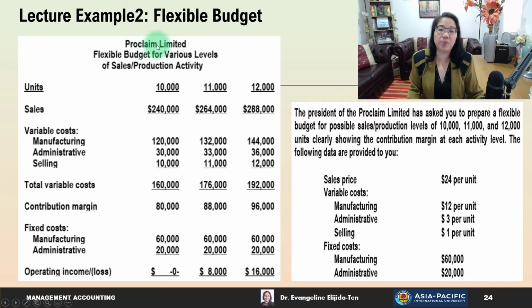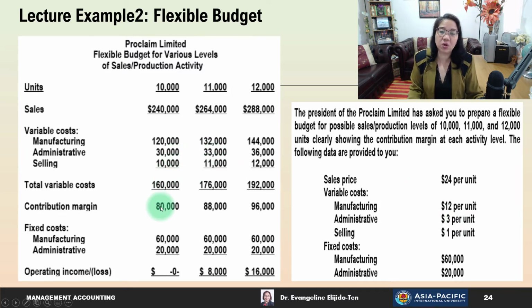So the flexible budget for Proclaim Limited will be prepared by just multiplying at different level of production and sales the $24 selling price to get the sales revenue. Then we'll just multiply the variable cost for manufacturing is $12 multiplied by 10,000, so you get 120,000. $12 times 11,000, 132,000, and multiply $12 by 12,000, you get 144,000. So you'll do the same for the other two variable costs.